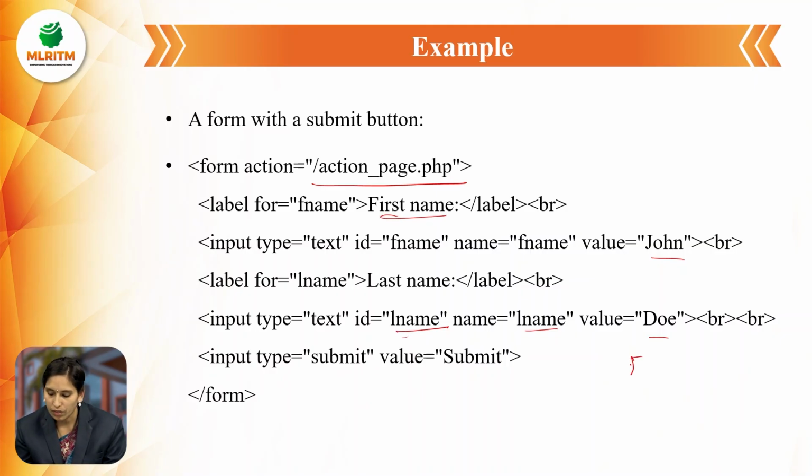So here the output should be like this. First name, a text field, where the value John is already given. Next, last name.